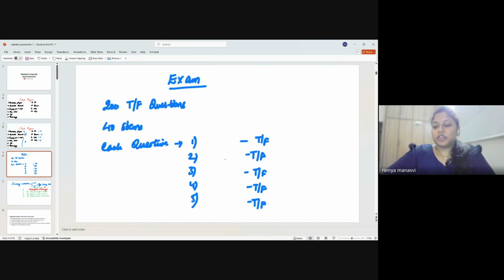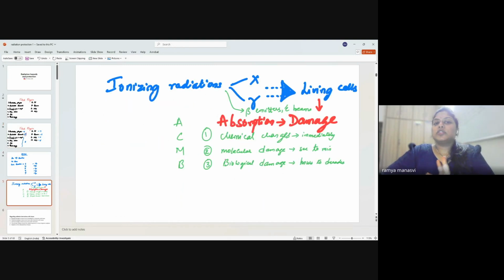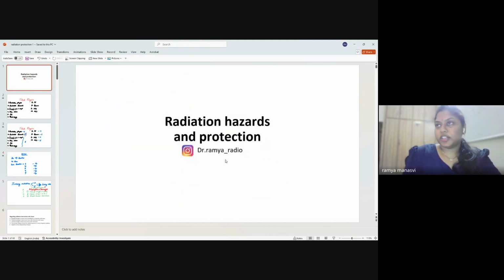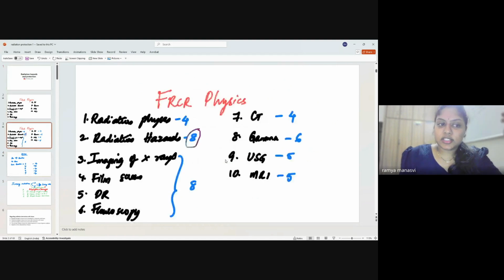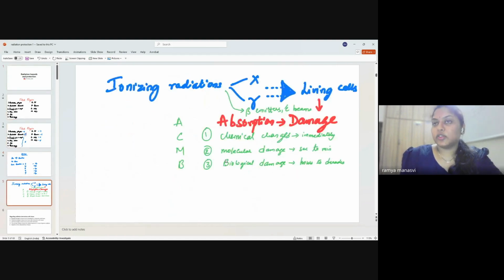So coming to today's topic. So when do we have radiation hazards and protection? There will be radiation hazards only if there is ionizing radiation. So for non-ionizing radiation, we do not have any dose limits, equivalent dose, absorbed dose. Any of this is not there. It is only for ionizing radiations, that are X-rays, gamma rays, beta emitters, or electron beams that we get either in nuclear medicine or radiotherapy.